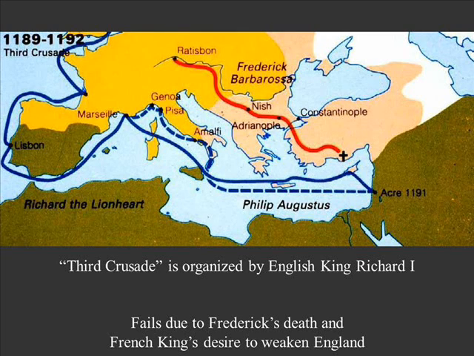So, again, another legend that, like many others we've talked about, has its basis in historical events, but a lot of it appears to have been a story.